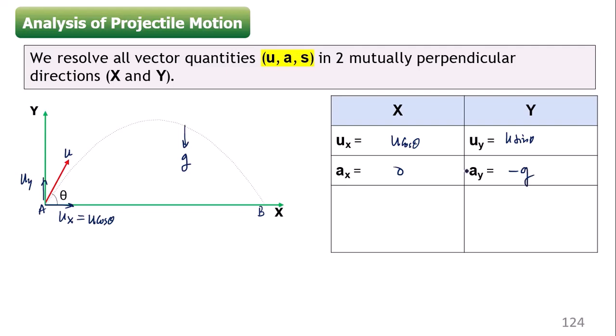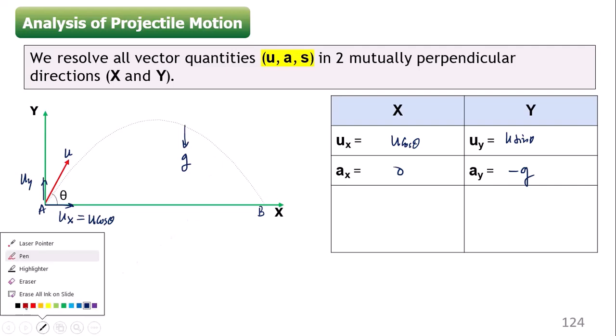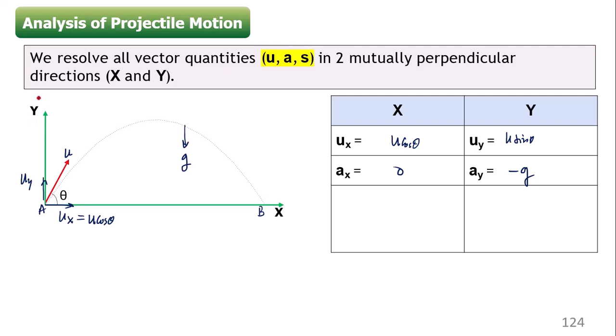And regarding the sign convention, upward is positive. So in the y coordinate, this is the positive direction. Downward is negative, rightward is positive, upward is positive. Okay. So since I know ux along the x direction, and there is no acceleration along the x direction, the particle is moving with constant speed. Okay, so there is not going to be any change in speed.